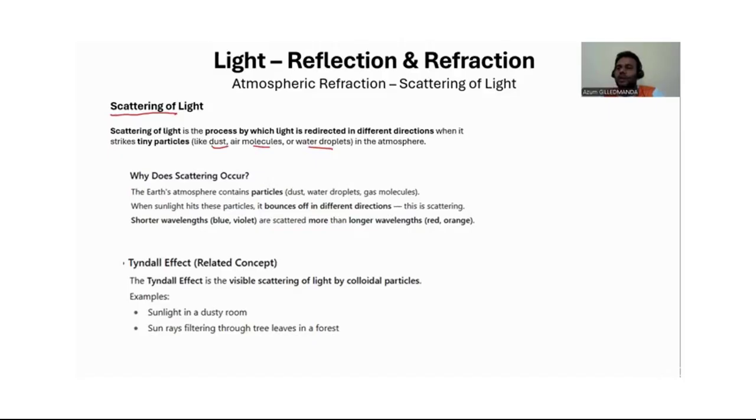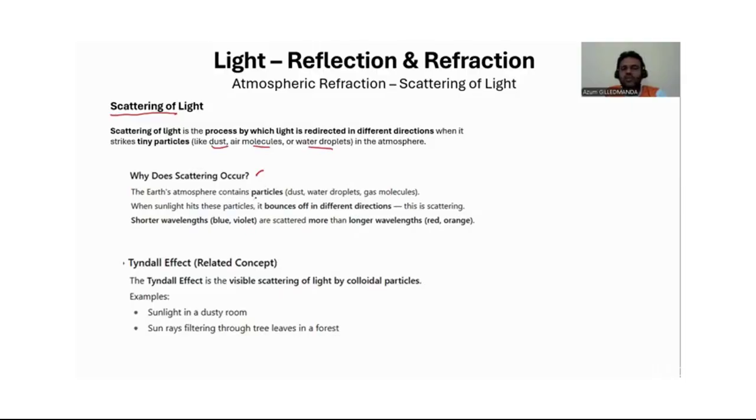And if some other obstacle comes, like a water droplet, then it refracts further. So the direction of the light gets changed when it hits obstacles like dust, air molecules, and water molecules. This phenomenon is called scattering of light. Okay, so why does this scattering occur?